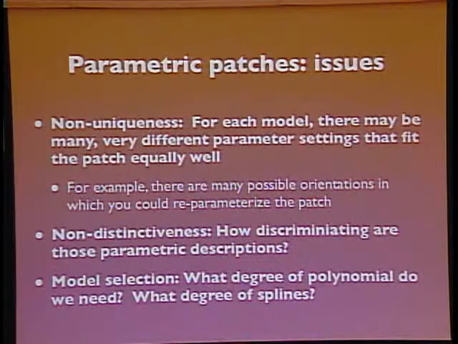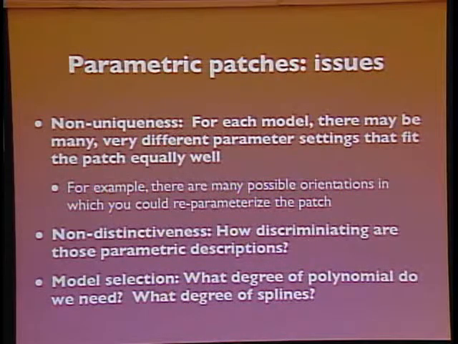One problem here is non-uniqueness, which is to say, for each model, there might be many different parameter settings that fit the patch equally well. If you go back to your parabolic-shaped surface patch just for a minute, if it looks like the top of a bell curve, then you can rotate the thing about its center and get a different parameterization, in the sense that x and y and z are in different directions, but they still equally well represent the shape of the object. So there's a non-uniqueness there.